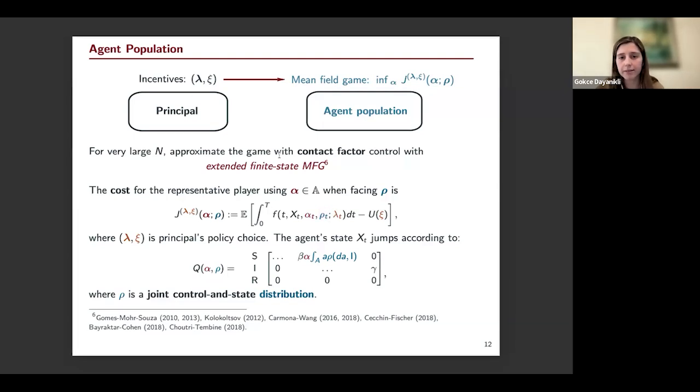The principal's incentive, the time-dependent one, lambda, is going to affect the running cost, and the F_T-adapted one, psi, is going to affect the terminal utility of the agent.